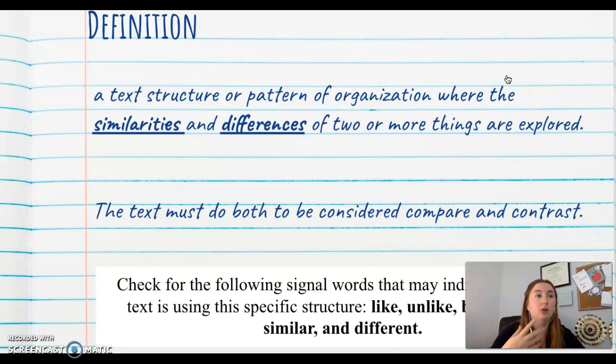You can check for signal words a lot of times in text, like the words like, unlike, both, neither, similar, or different. We're going to explore this. Go ahead and write this down. If you need to pause the video, you may.